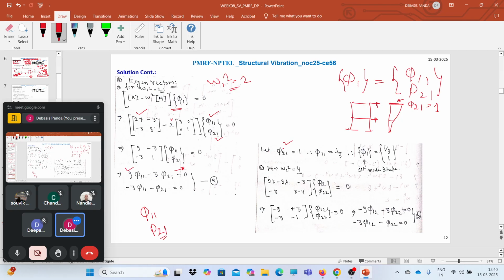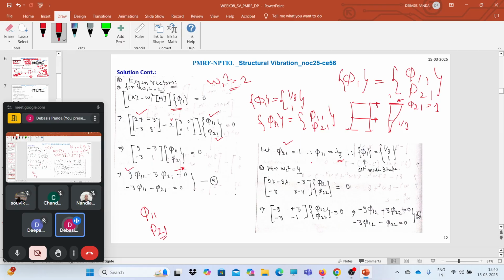So if I take phi 2 1 is equal to 1, and using this equation, I find that phi 1 1 is 1 by 3. So the first mode shape vector comes as 1 by 3 and 1. That means phi 1 is nothing but phi 1 1 and phi 2 1, the two components. The component over here is 1 by 3, the component over here is 1. So this is the first mode shape corresponding to that frequency, 2.